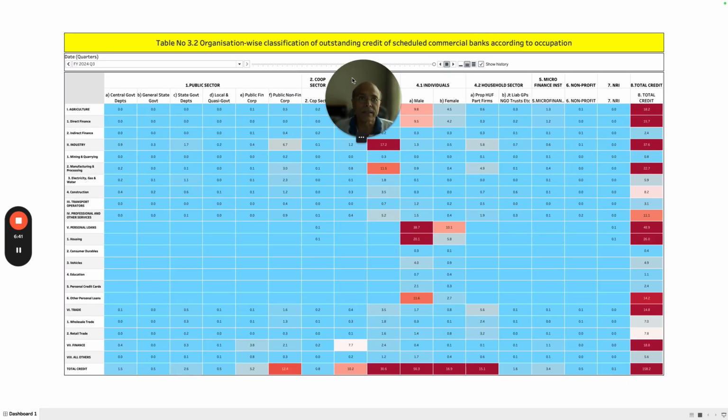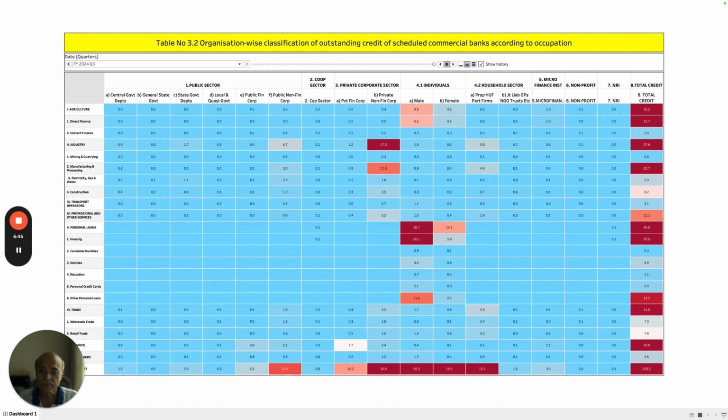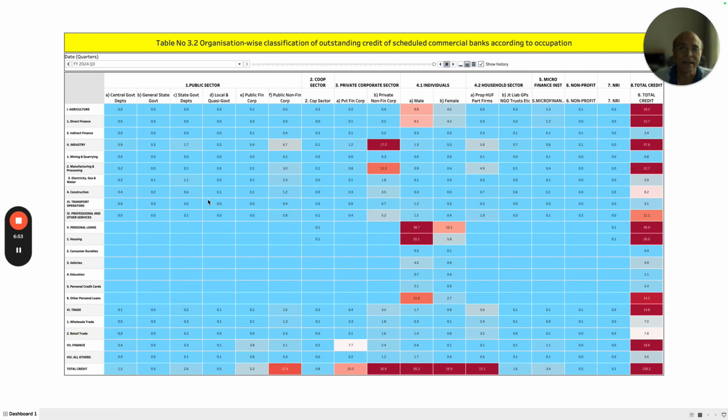So here in this dashboard, I have shown it in a particular manner. Let me just put my face here. Yeah. So you will find that this is a dashboard called sector-wise classification of outstanding credit of scheduled commercial banks through occupation.